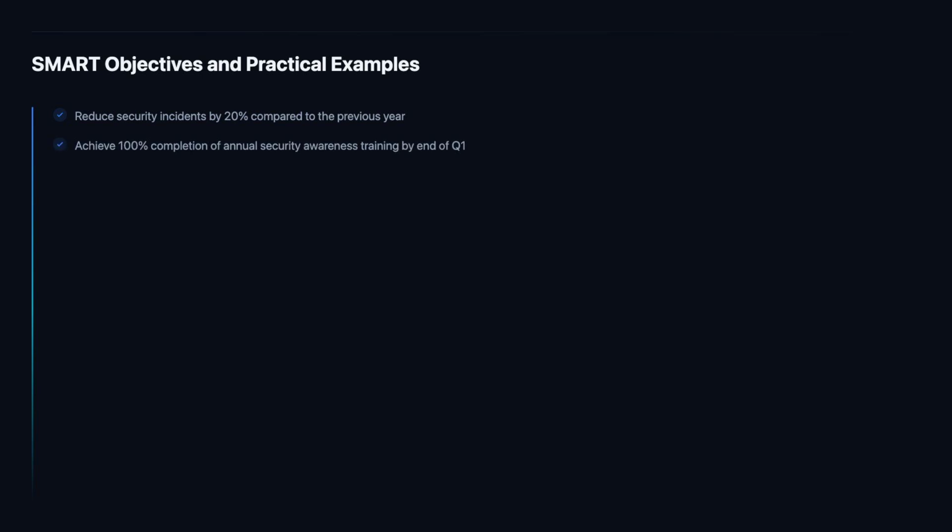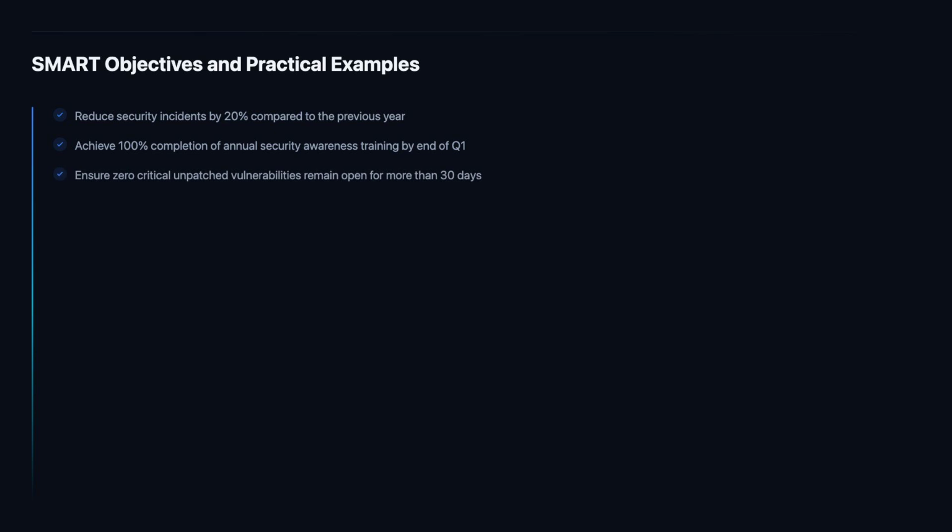Training completion objectives are among the most common in ISO 27001 programs because they directly address the people controls that underpin information security. A 100% completion target with a specific deadline creates clear accountability for both the security team that delivers the training and the line managers responsible for ensuring their teams complete it. The objective should specify what counts as completion. For example, passing a post-training assessment with a minimum score, rather than simply attending a session.